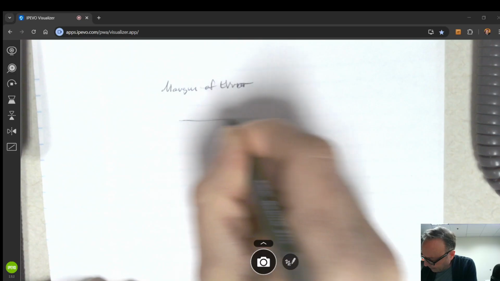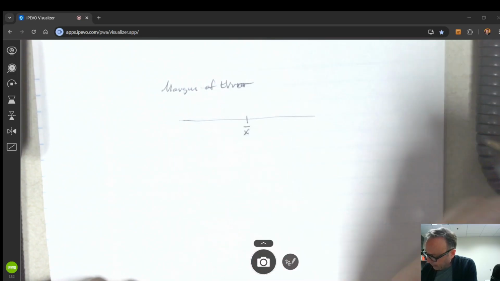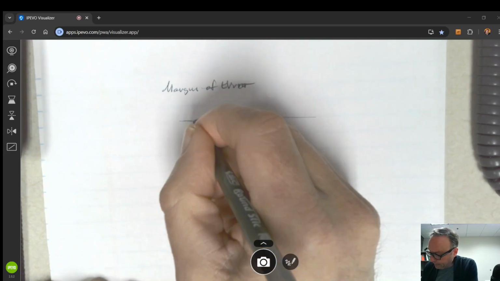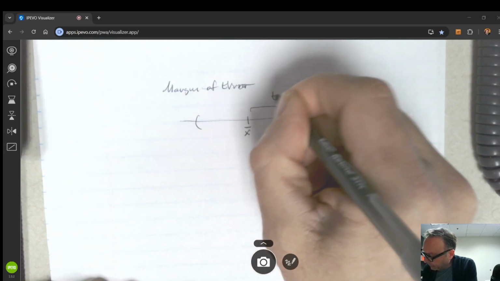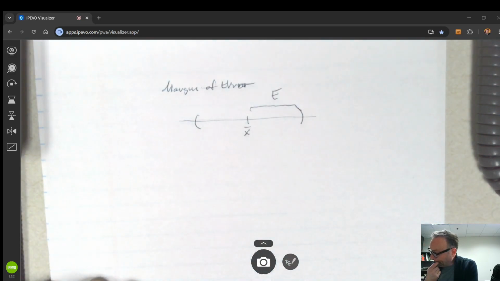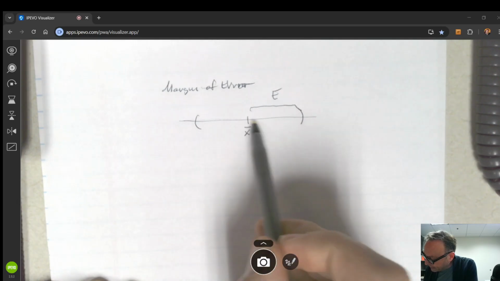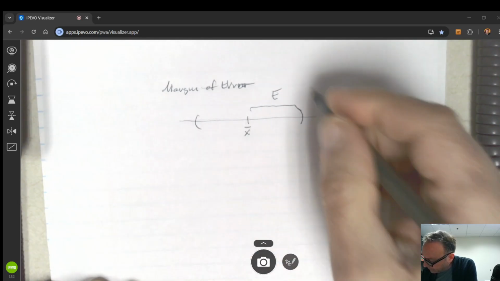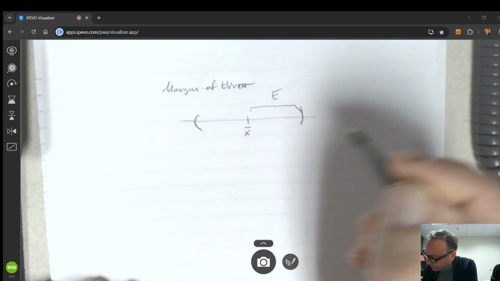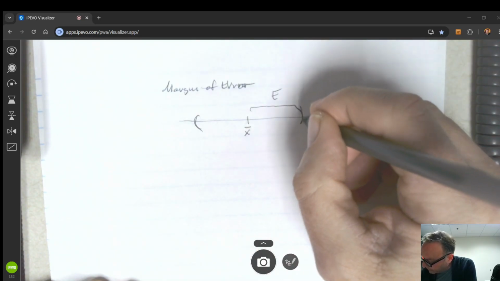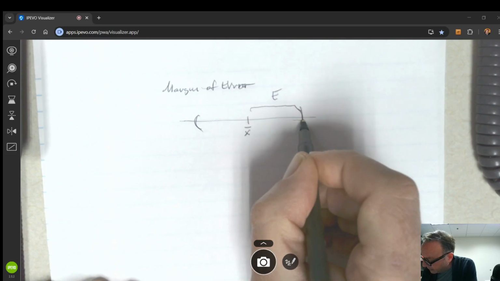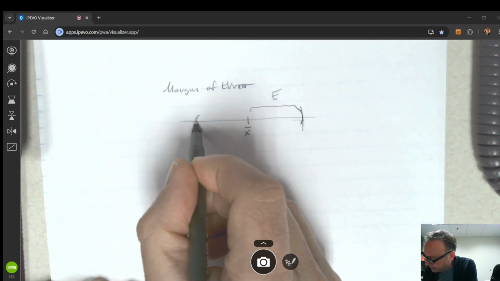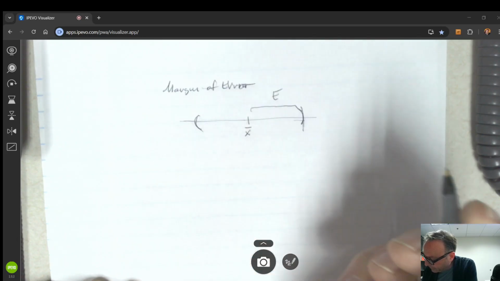Right, so here's my estimate there, and then this is my confidence interval. This distance here is called the margin of error, and it's just E. Okay? It's the maximum distance that I could be with a certain level of confidence from the true value. In other words, the farthest away the true value could be is this distance here, either on that side or that side. And that's called the margin of error.